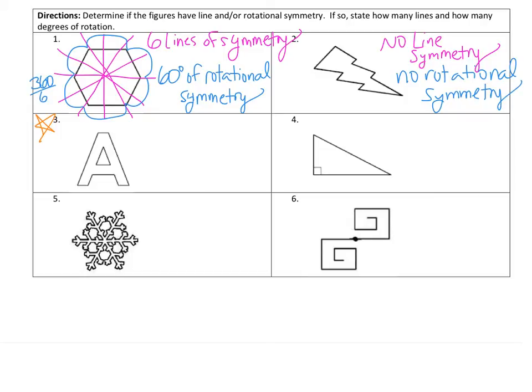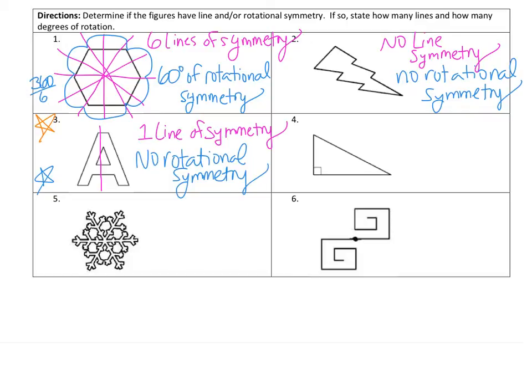You should have said that there is one line of symmetry. Now for the rotational symmetry, I want you to do that one as well. For the rotational symmetry, since this is an A, if we rotate it around, that would be an upside down A, so it would have to be exactly the same way around, and that would be 360 degrees, and then we have no rotational symmetry.